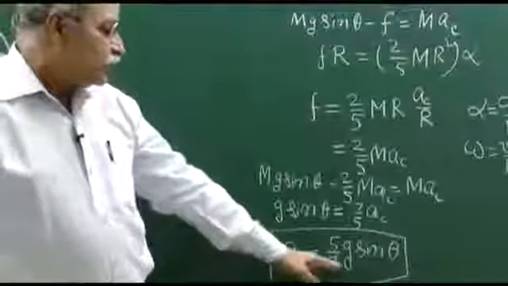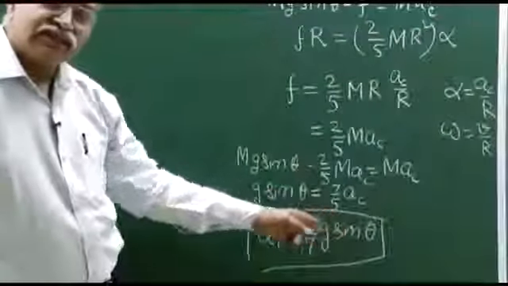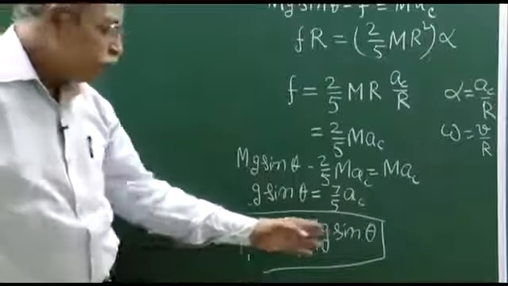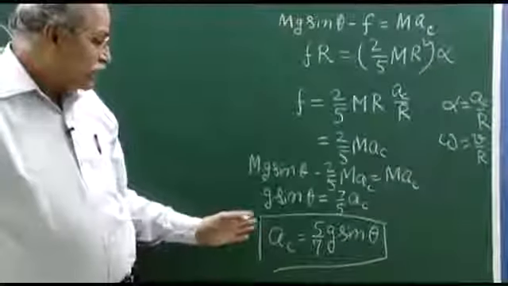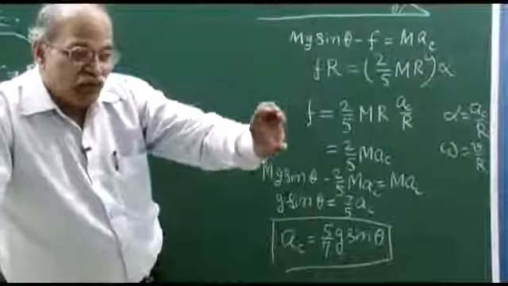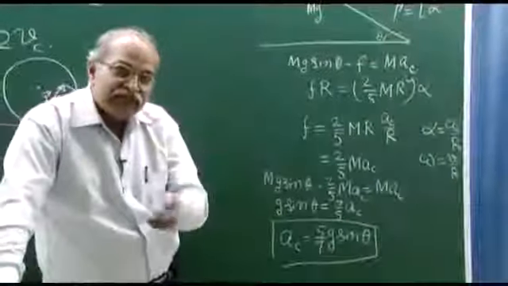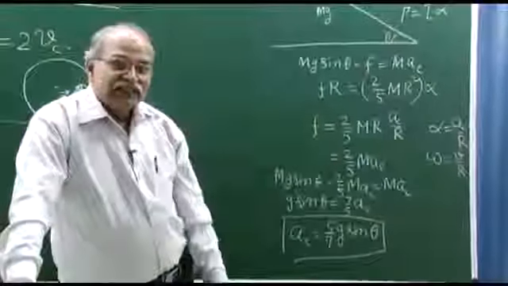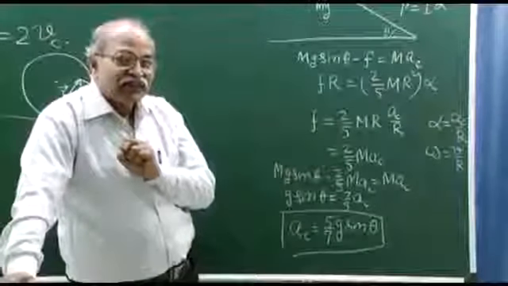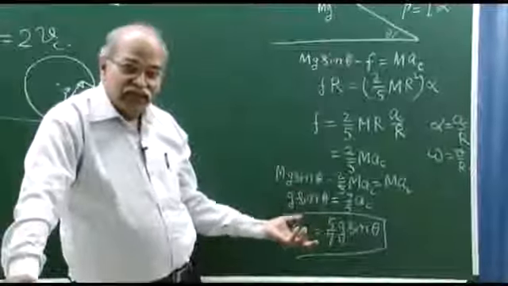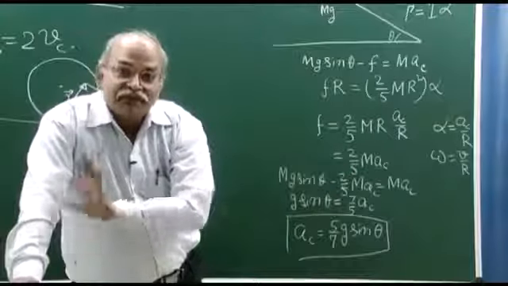Now, you can see you do not have mass appearing in this equation, you do not have radius appearing, and you do not have friction coefficient appearing. So the acceleration of the center with which the entire ball comes down is independent of the nature of the surface, whether it is a steel ball or a glass ball, whether it is a bigger ball or a smaller ball. Heavy ball, light ball, it is independent of all those things, and therefore it takes the same time.